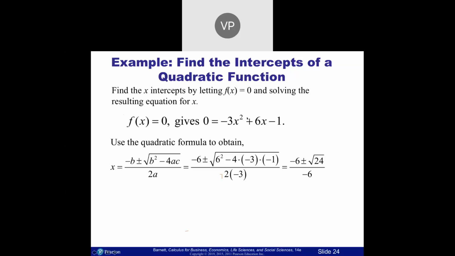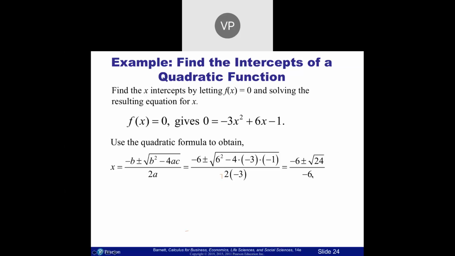The only thing I'll make sure to remind you of is sometimes there's a negative, like this -b, so you do the opposite of that. Whenever you replace something, I always recommend a parenthesis. So that this a is a -3 in a parenthesis. This c is a -1 in the parenthesis. Even this 6 right here, I would put in a parenthesis just to get it clear.